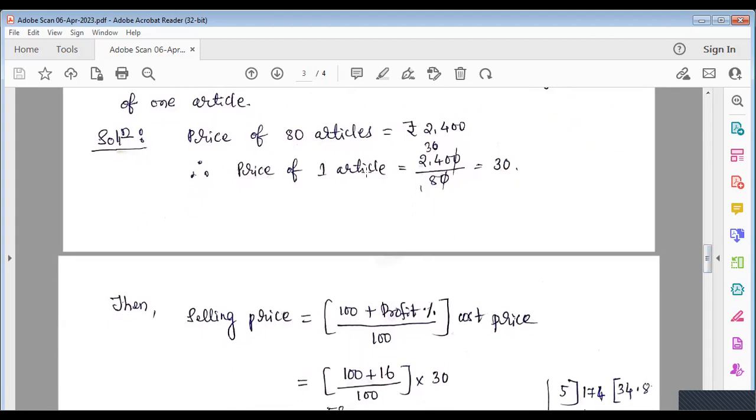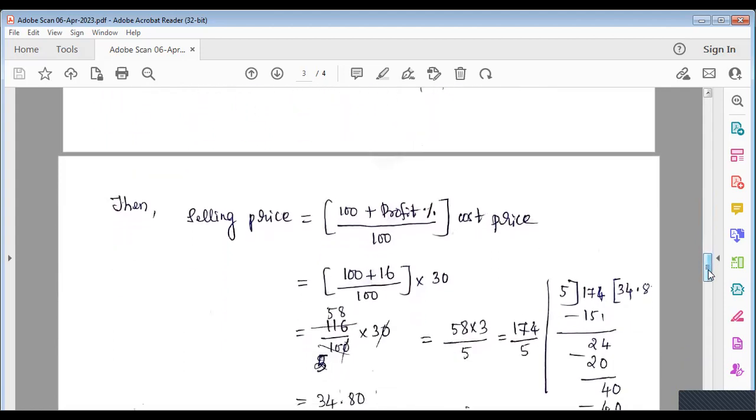So it is very simple. We have to divide 2,400 by 80, so that you will get the price of one article. Here the 0 gets cancelled. 8 ones are 8, 8 threes are 24, and 1 zero. So it gives 30 for you. That means the price of one article is 30.